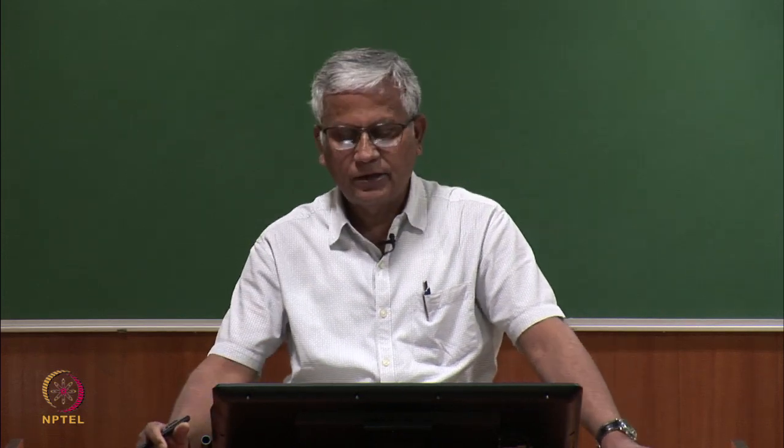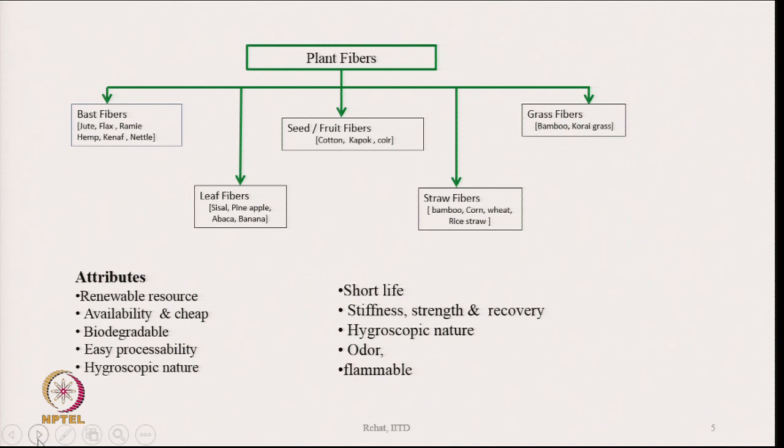Now, within the plant variety of fibers, we have also other choices. We have bast fibers, we all know that. We have leaf fibers, we have seed fibers, grass fibers, straw fibers. There are so many types, and the advantage with the natural fibers is that it is a renewable resource. That is one of the biggest advantages with natural products. They are available and they are generally cheap. Fibers are biodegradable.